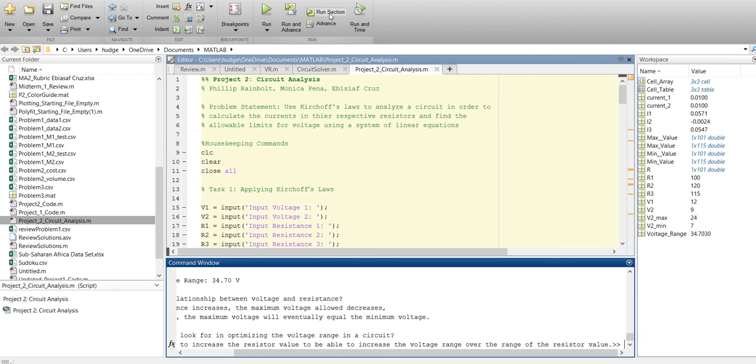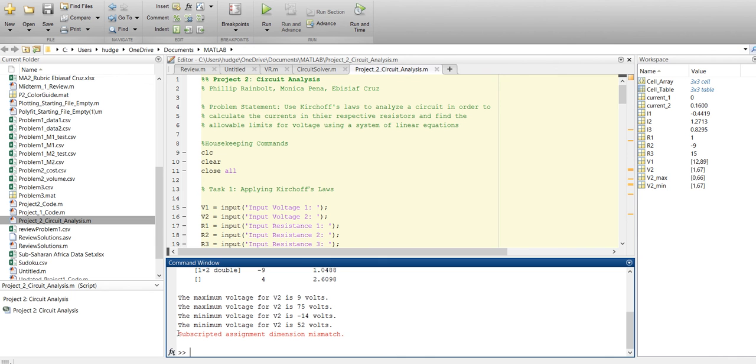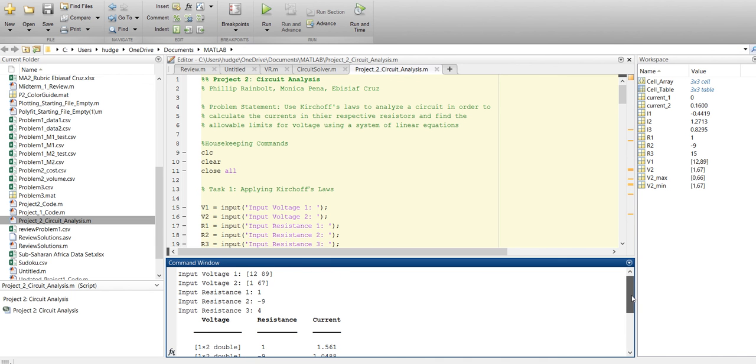And we're going to go ahead and run the section again. We're only supposed to input one value, but if the user inputs, let's say a vector, there's an error because this one is supposed to put one value for the voltage, one value for the second, and this is supposed to be positive and not negative.